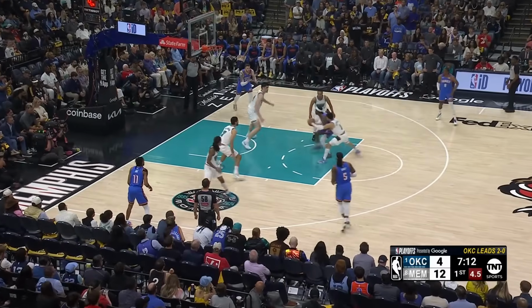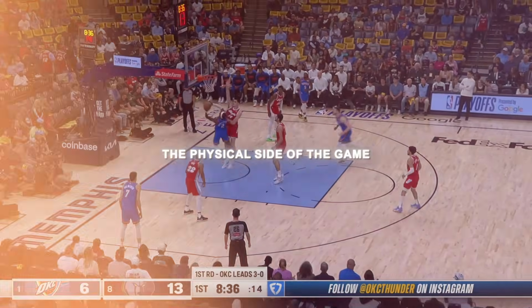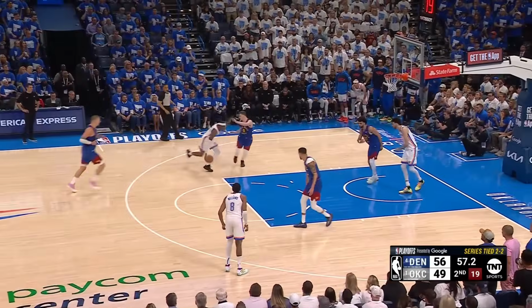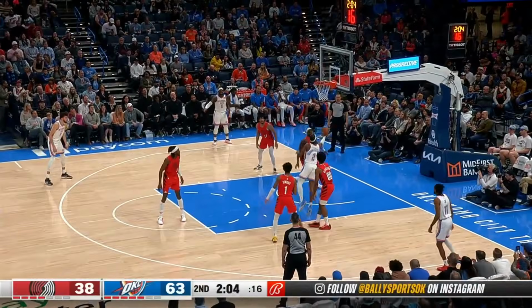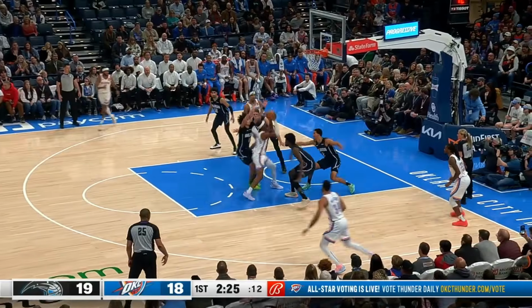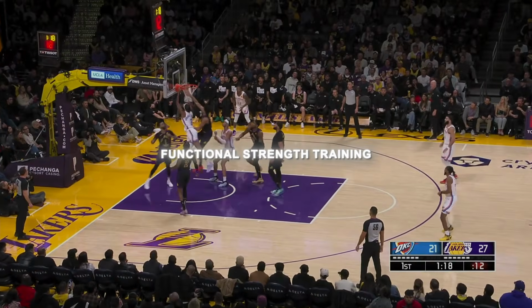Now, let's talk about something that doesn't show up in highlight reels: the physical side of the game. SGA isn't known for crazy dunks or jaw-dropping blocks, but he's strong where it matters. He's durable, he absorbs contact, and he keeps his balance through bumps and hits. That comes from functional strength training.